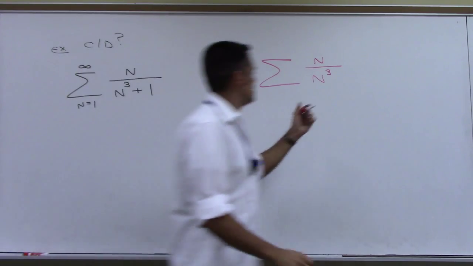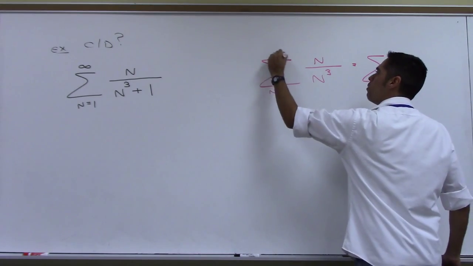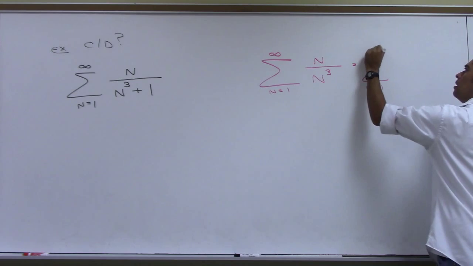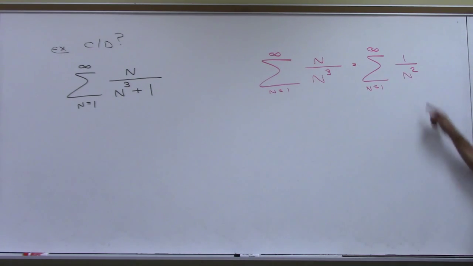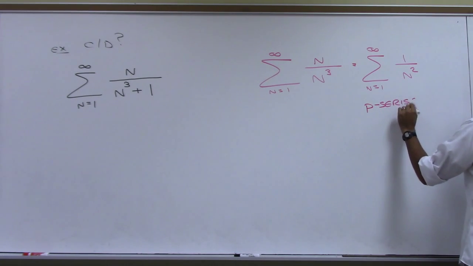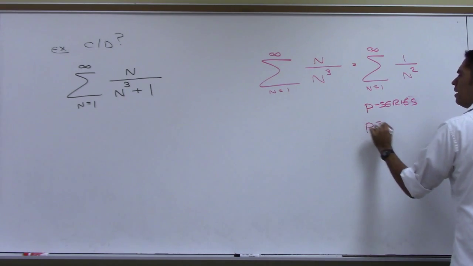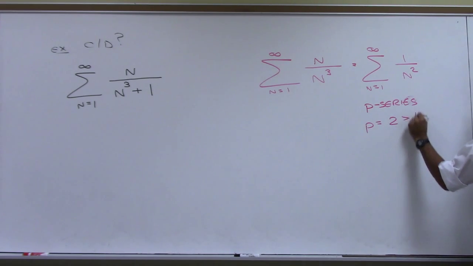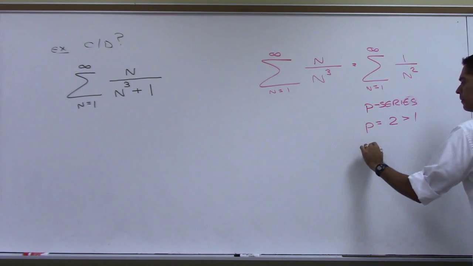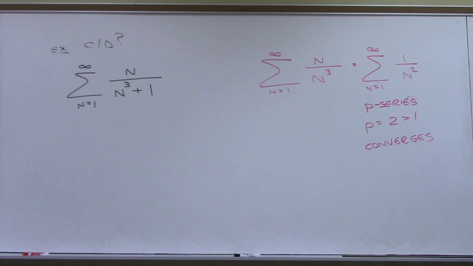Now, do you know what series this is? What type of series? It's really 1 over what? N squared, which is what type of series? That's a P series, you see? That's a P series. With P being what? 2, which is greater than 1. So what does this P series do? Converges, doesn't it? Are you all with me?